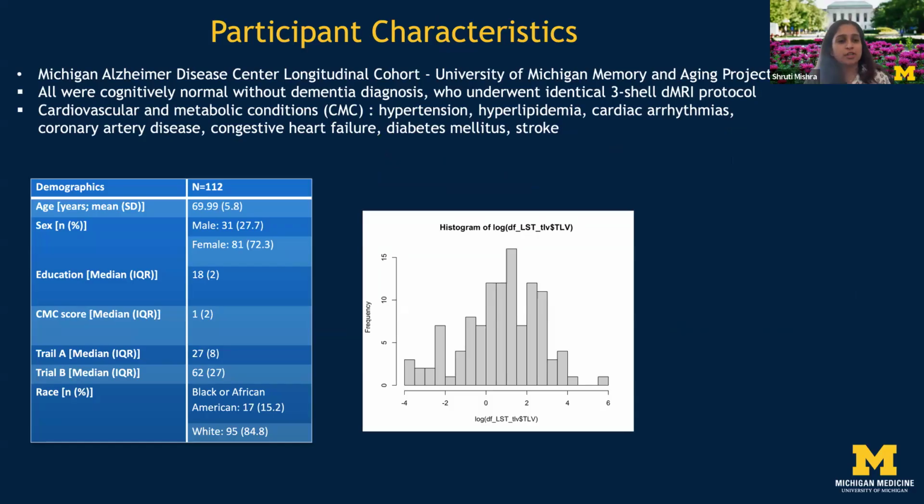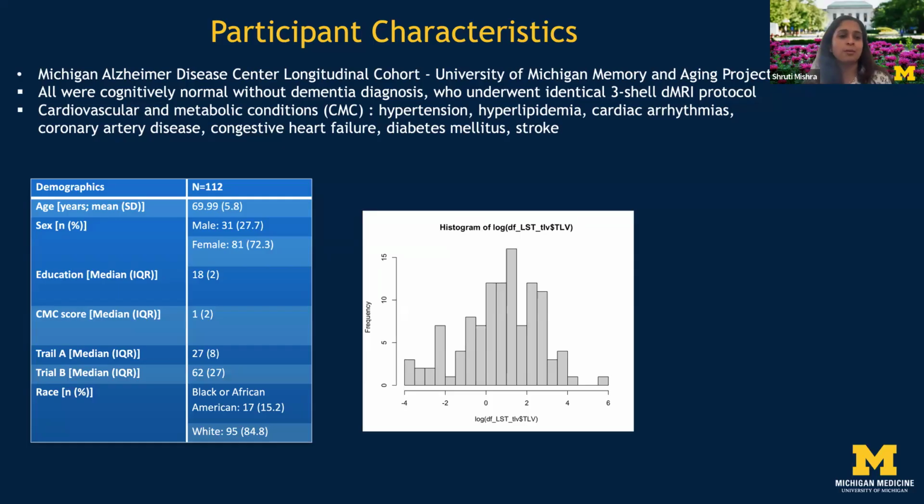So this study leverages participant data from our longitudinal ADRC cohort from the UMMAP study. We looked at only participants who were cognitively normal and without a dementia diagnosis, and limited ourselves to participants who had undergone an identical 3-shell diffusion MRI protocol. I'll go over that briefly in the next slide. We computed cardiometabolic condition scores, a CMC score, that was additive of all of these different vascular risk factors.